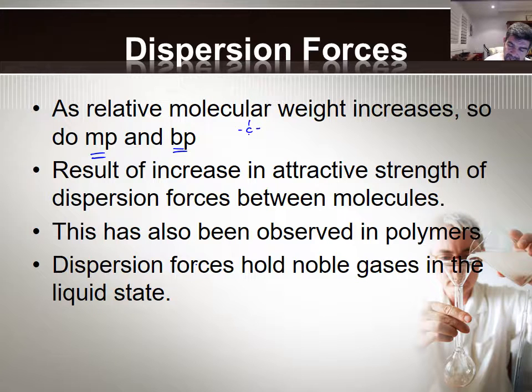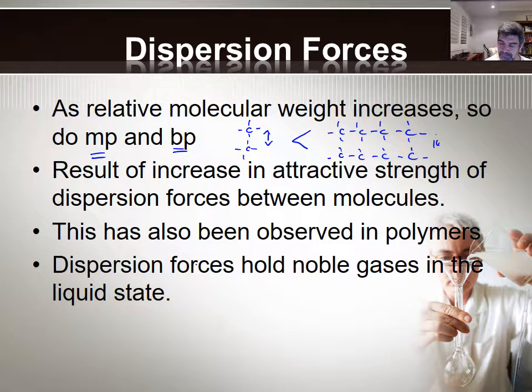So where we have something as simple as methane attracting another methane, the number of dispersion forces between these two molecules will be much less than, say, butane. And that's simply because the larger molecule has more options of forming dispersion forces between these two. And hence there will be more of them to break in order to move the molecules apart from one another. This is also an effect which has been observed in polymers, and it's going to be very important when we look particularly at things like polyethylene in our HSC course.